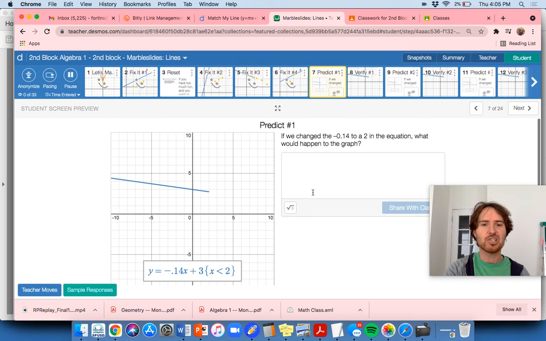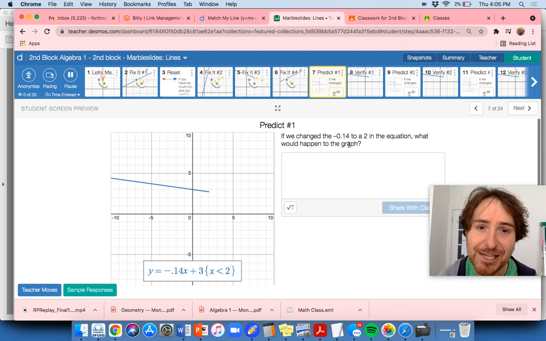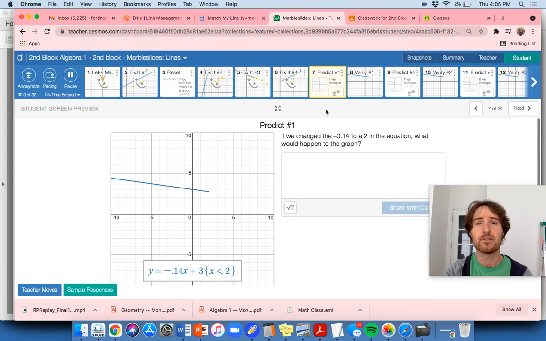All right, what if we change this? Okay, so here, this is the equation, this is the slope, this is the y-intercept. Oop, that's the domain of this thing here. What if we change negative 0.14 to 2 in the equation? What's going to happen? Well, it's going to be an increasing line, and it's going to be a lot more steep. There's kind of two things going on here.